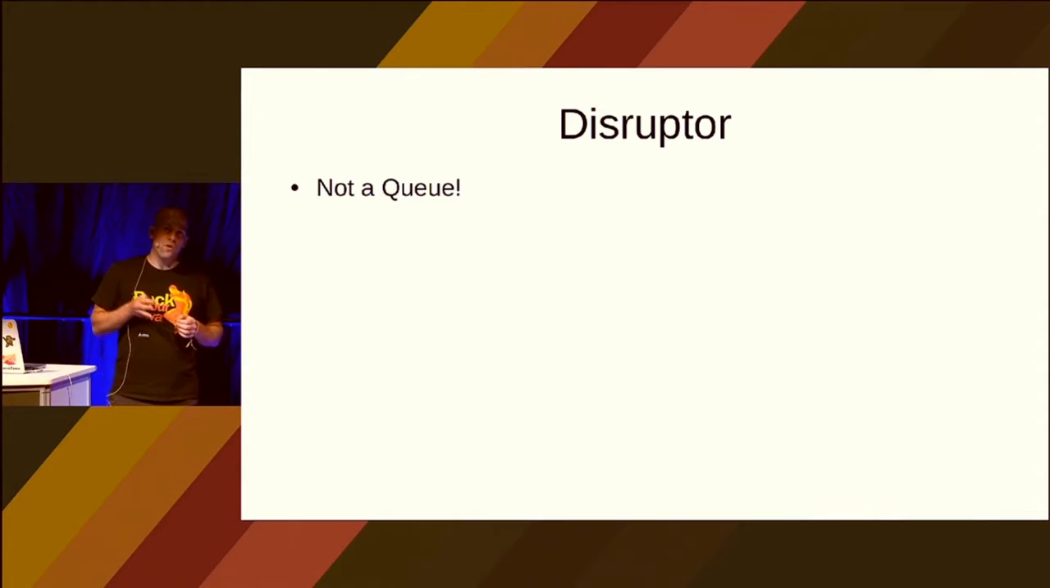Importantly, the Disruptor is not a queue. I think initially when it came out, it was a step up from existing queues, but it wasn't a queue. People put it in there because they didn't have anything better to use at the time. I think nowadays there are other solutions available, but the Disruptor is a lot of things. It's not intended to be used as a queue.